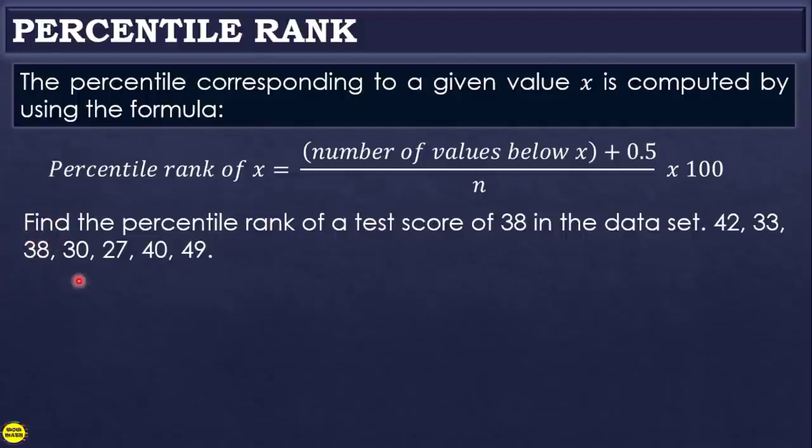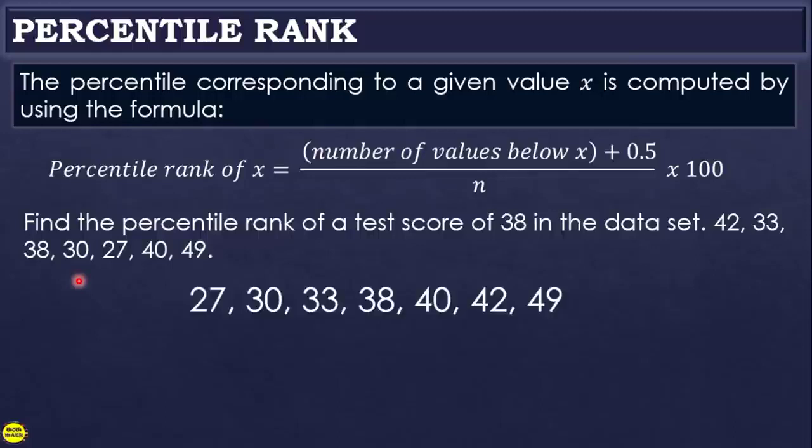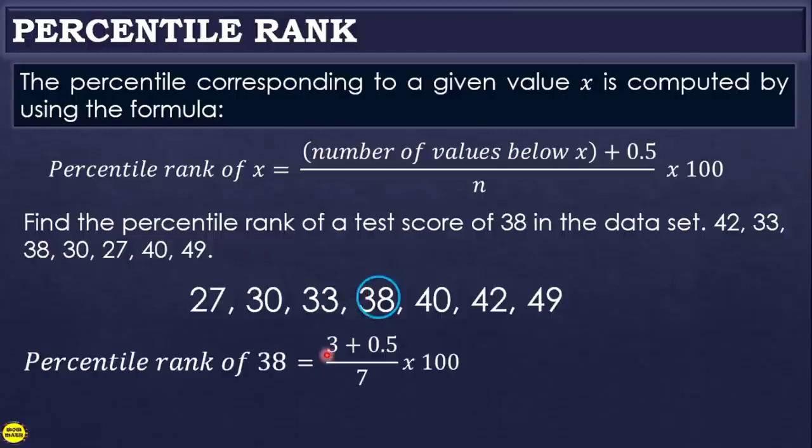Yung score na 38. Okay, so una, i-arrange muna natin yung score in ascending order. And then, para makuha natin kung ilan yung score below 38. Okay, so ilan yung score below 38? So, tatlo. So, using the formula, the number of values below 38 is 3 plus 0.5 divided by 7 kasi 7 lahat yung given natin times 100.